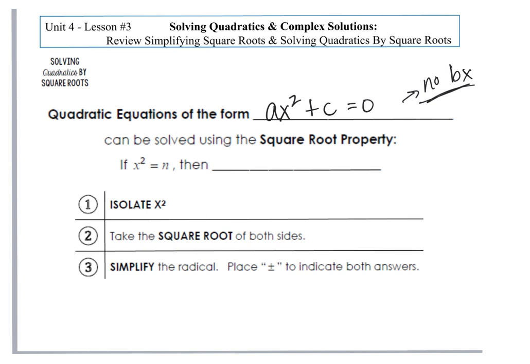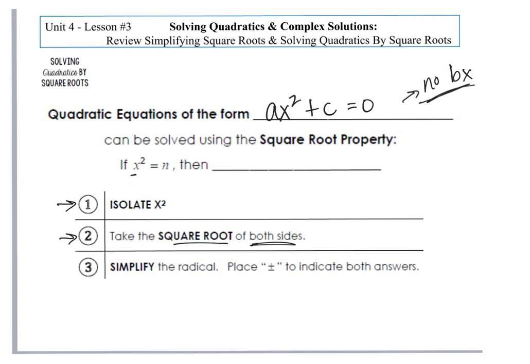When that happens, we can solve for x squared by getting x squared isolated. So that's what step 1 says. Isolate x squared. That means get it by itself on one side of the equal sign. Then to get an x squared to turn into an x, we take the square root. And what we do to one side, we have to do to the other. So we're doing it to both sides.